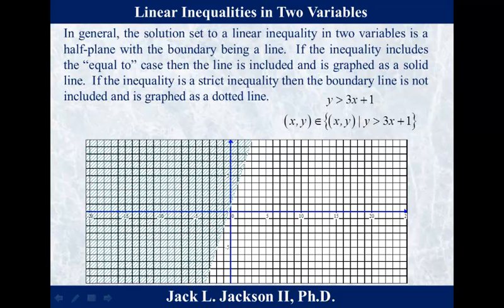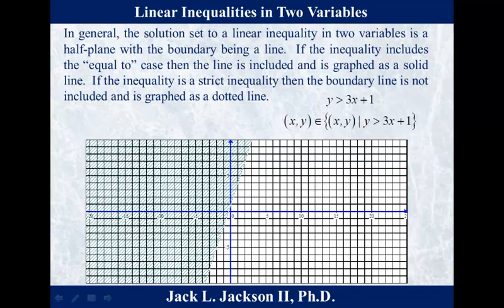So notice if you plug in 0, 0, it will make this false. 3 times 0 plus 1 is 1, and the other side is 0. 0 greater than 1, that's false. So 0, 0 should be erased. In fact, this entire side then is erased.